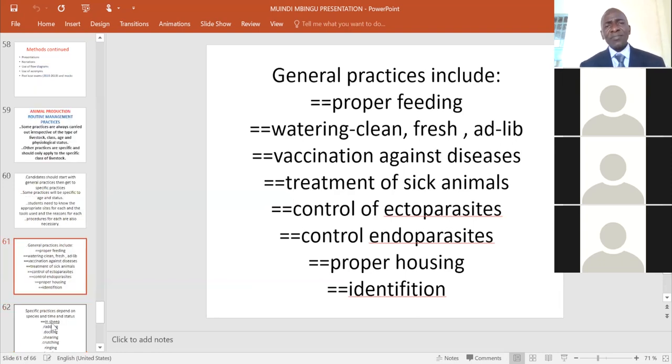So again, some general practices include, as I said earlier, provision of plenty of clean, fresh water. This word ad lib is the short form for ad libitum, meaning plenty. The animal should drink that clean water and still have some water to spare.